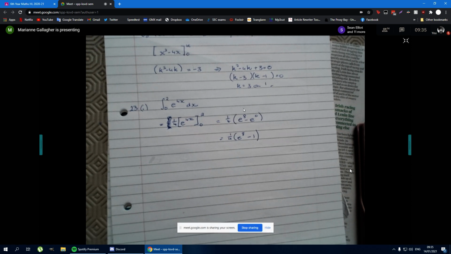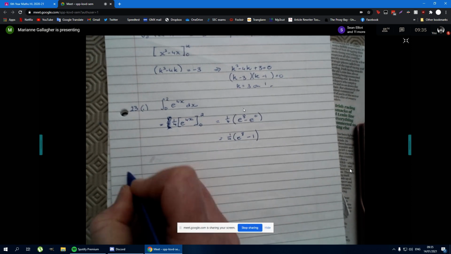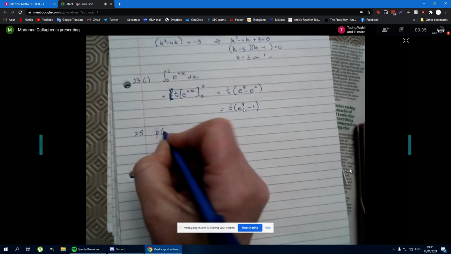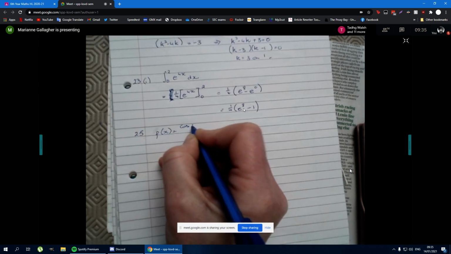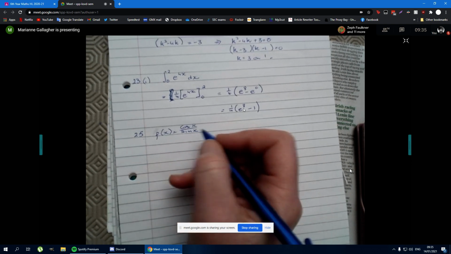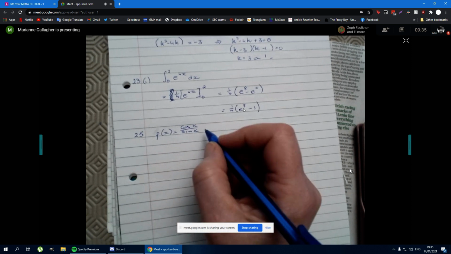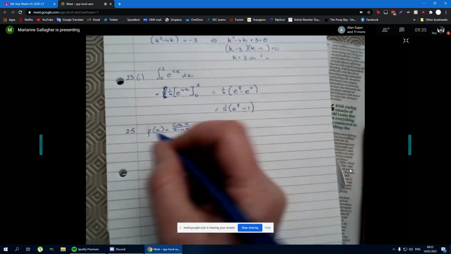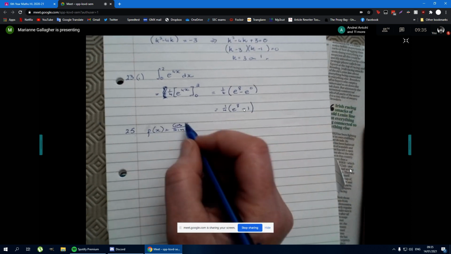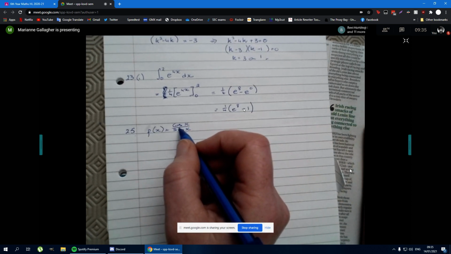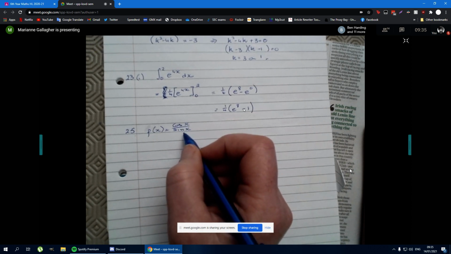25. Okay, so 25. We're starting with f of x is equal to cos x over sine x. Show that f dash of x... Okay, so this is kind of one of the ones where you're doing it backwards. So f dash of x means we would have to differentiate. Okay, and differentiating that, a couple of ways. We could use the quotient rule because it's 1 divided by the other.